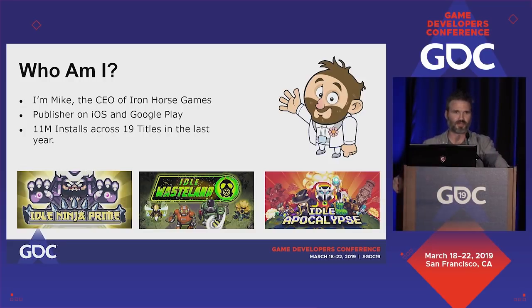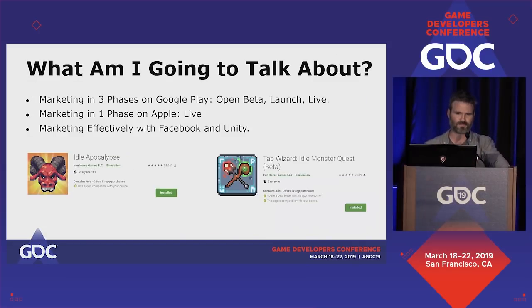I'm a publisher of games on iOS and Android, and we've generated 11 million installs across 19 titles in the last year alone. Most of that's on Google Play, and most of that is being driven as a result of paid user acquisition that we're doing across titles. I predominantly publish idle games for those who are curious about the genre. Below are some of the titles that I've published in the last year.